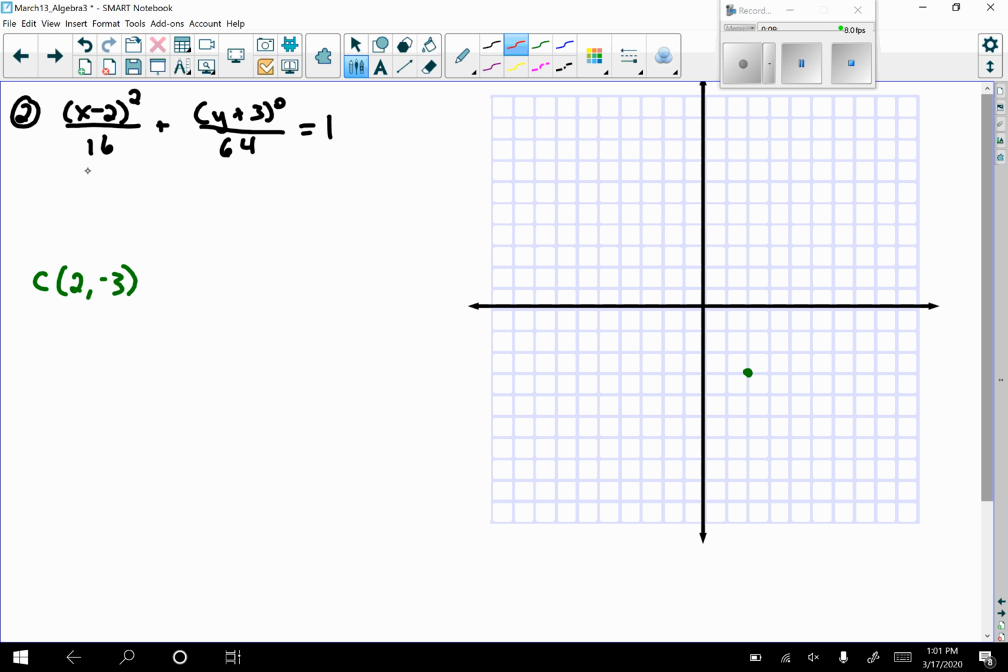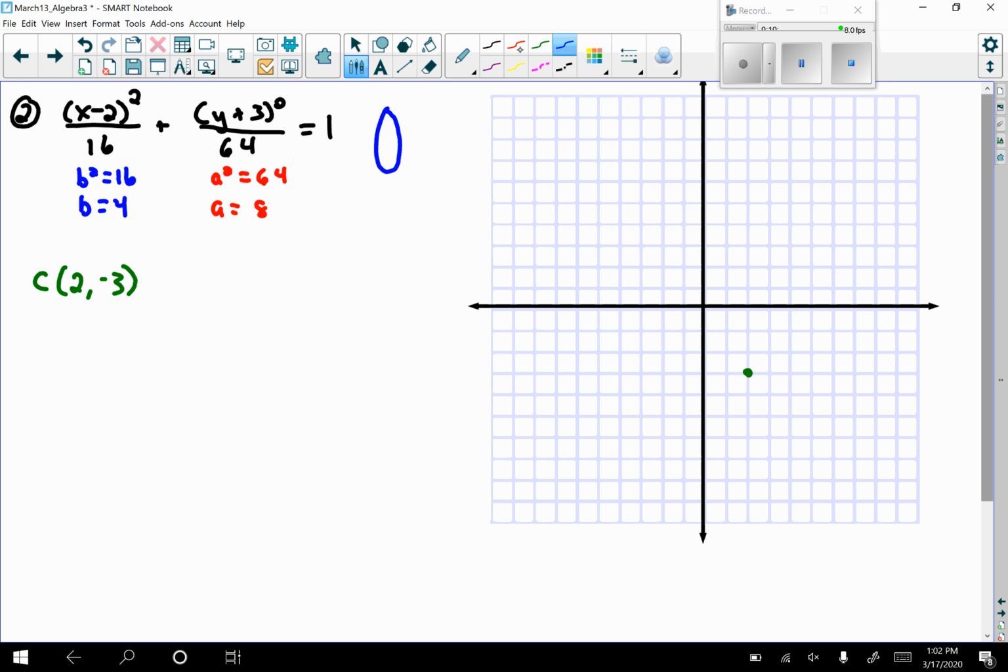Looking at the denominator, 64 is larger, so this is where I write a squared is equal to 64, which means a is equal to 8. That makes b squared equal to 16, and b is going to equal 4. So because 64 was in the second denominator, a squared is in the second denominator, this means I have an ellipse that is longer vertically. So I have sort of an up and down ellipse rather than it being horizontal.